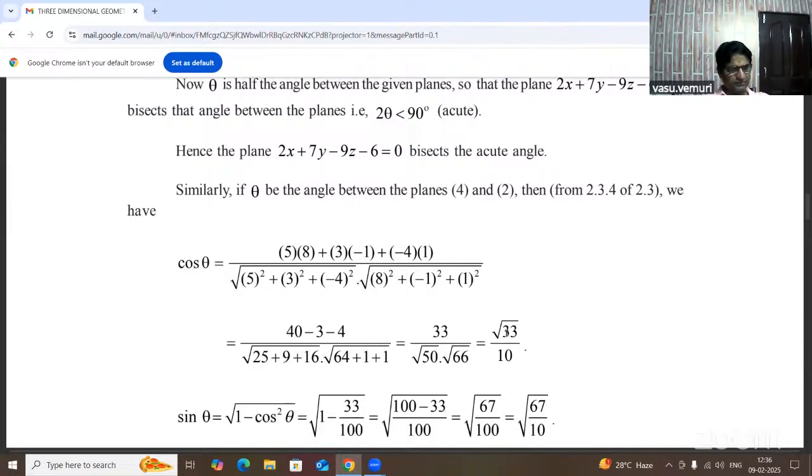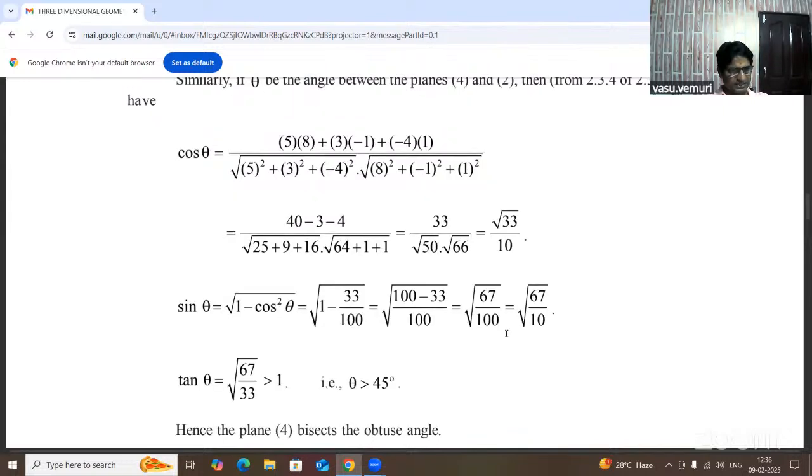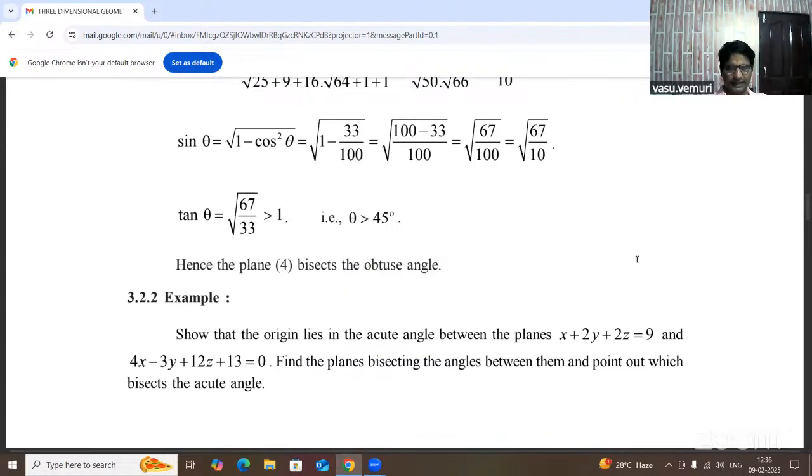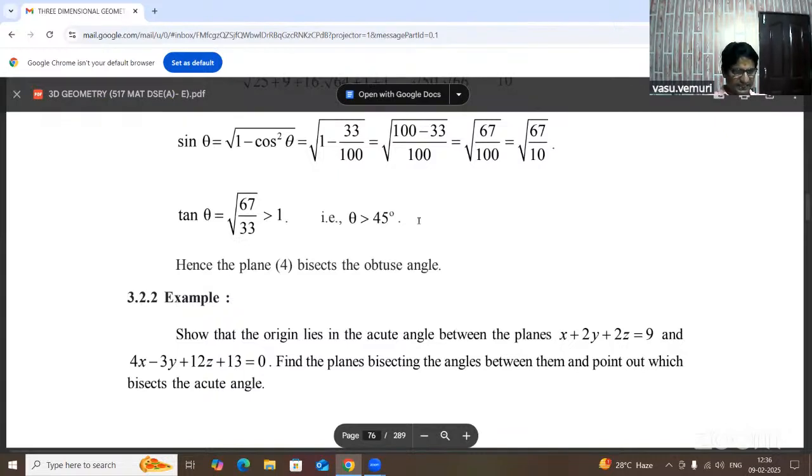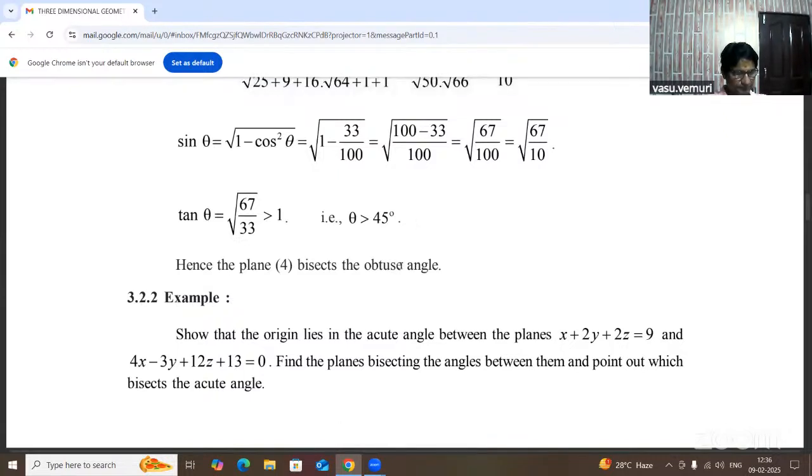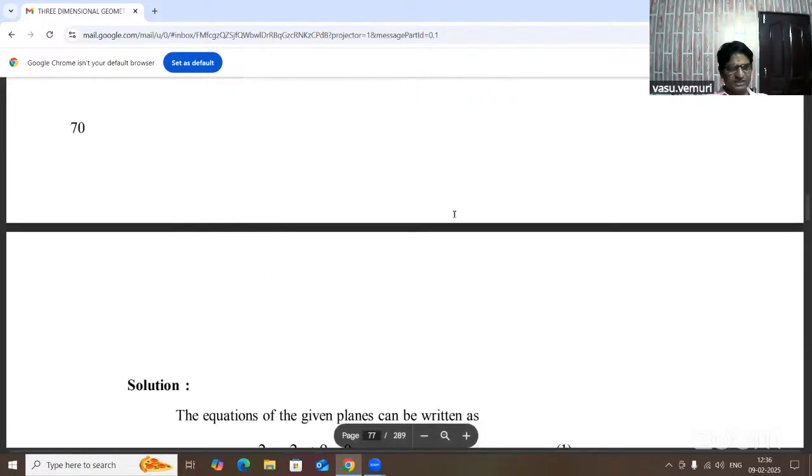So cos theta is root 33 by 10. According to cos theta, to find sin theta, take root of 1 minus cos square theta, and from sin theta and cos theta we find the tan theta value. That is greater than 1, so theta is greater than 45 degrees. When theta is greater than 45, that is the obtuse angle. Then you can easily see this and practice the same problem 3.2.2.